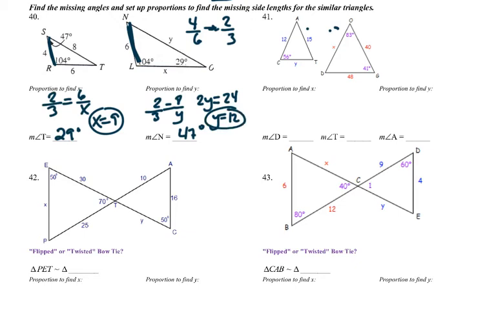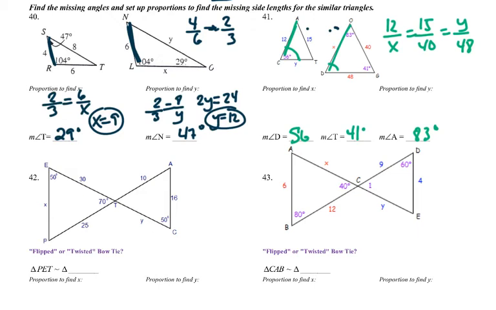And it's the same thing over and over again, right? So the angles here, angle D is going to be 56 degrees. Angle T, 41. Angle A, 83. And then we see our proportions. You can write all three of them out. 12 over x equals 15 over 40 equals y over 48. The 15 over 40 can reduce, right? 5 goes into both of those, so that would be 3 over 8. It'll be a little bit easier if you say 12 over x equals 3 over 8.